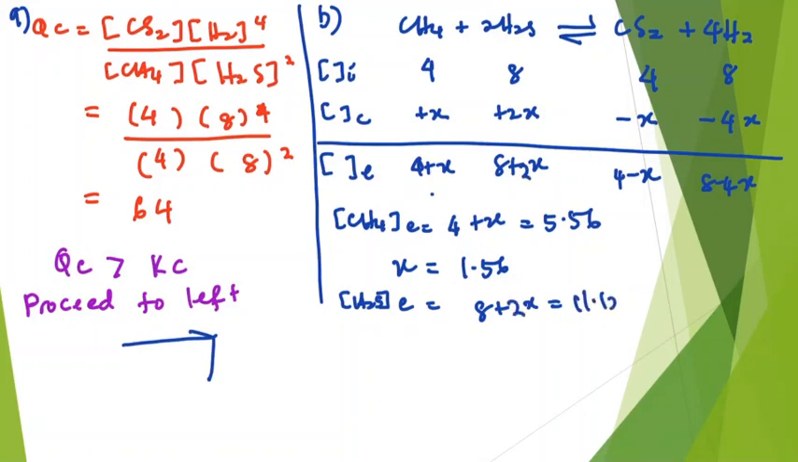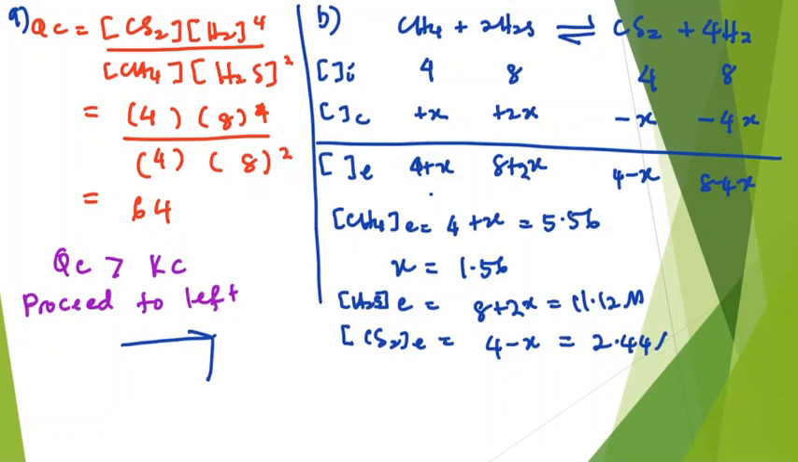It will be 11.12 molar, and then the concentration of the CS2 at the equilibrium is equal to 4 minus x, so that it is equal to 2.44 molar. And lastly, the concentration of the H2 is equal to 8 minus 4x, which equals 1.76 molar.